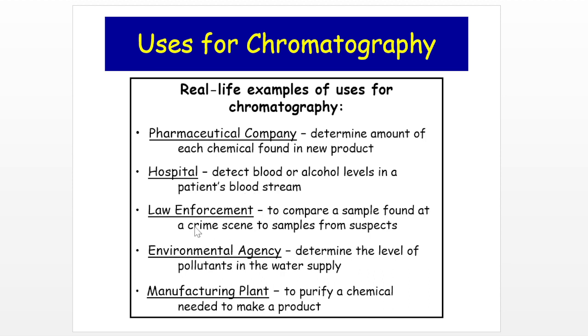In law enforcement, we use chromatography to compare a sample found at a crime scene to the sample from a suspect. In an environmental agency, we use chromatography to determine the level of pollutants in the water supply. In a manufacturing plant, we use chromatography to purify a chemical needed to make a product.